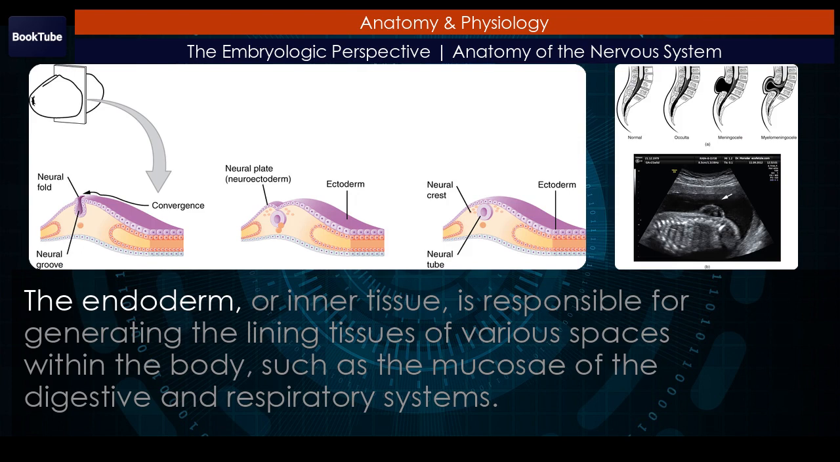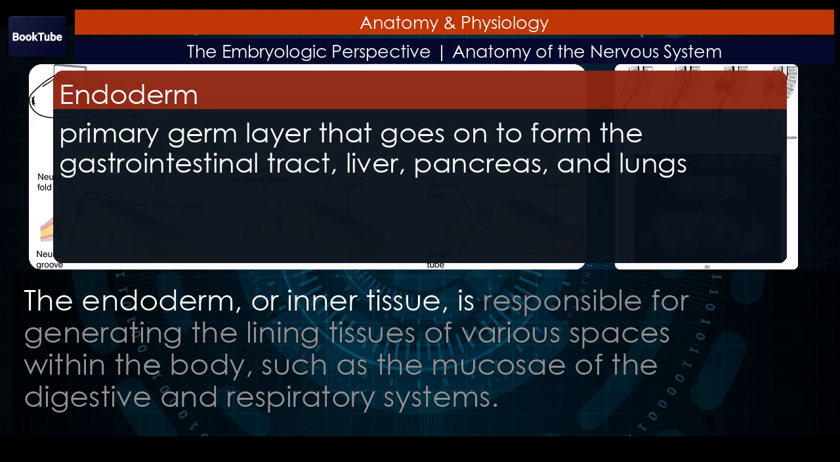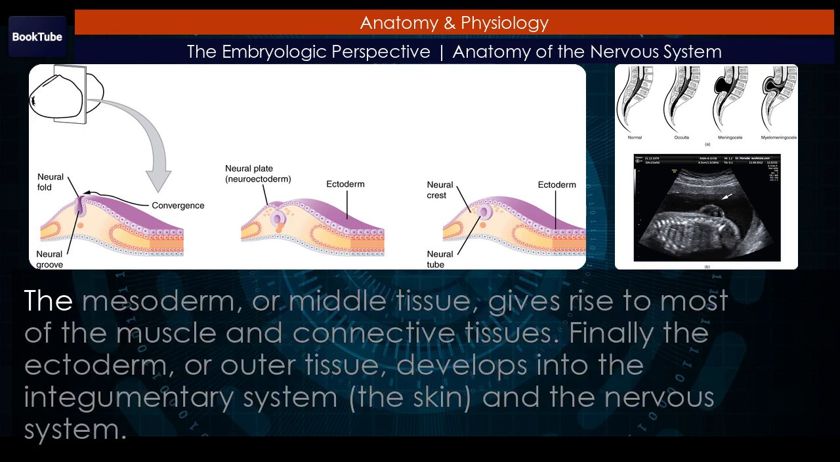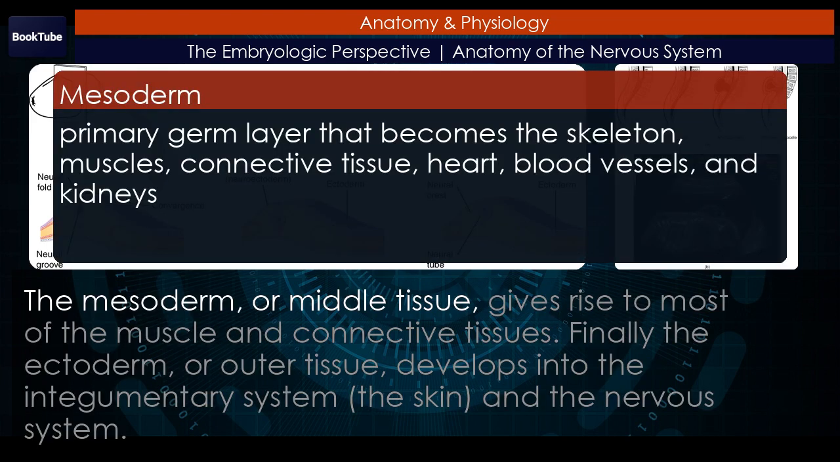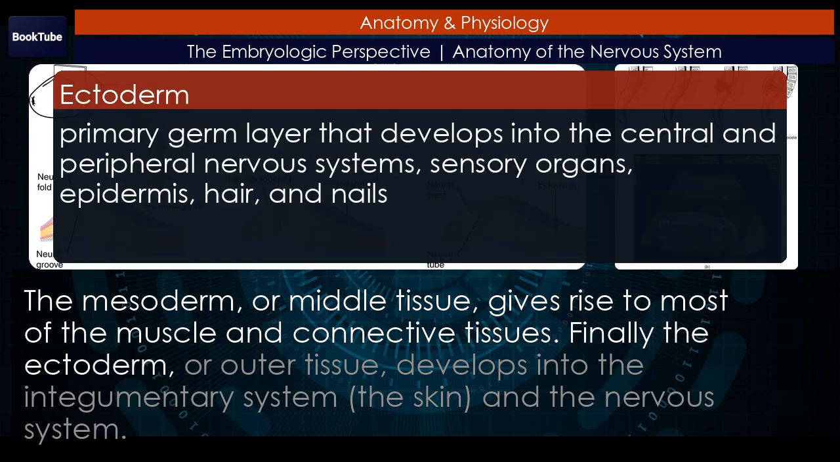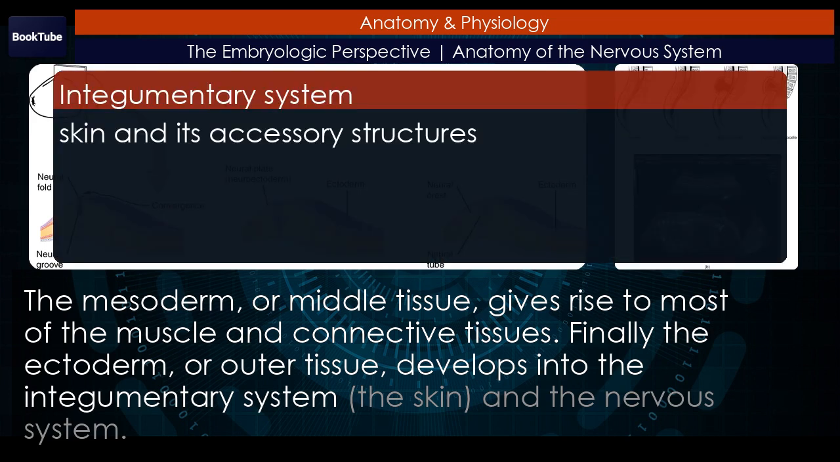The endoderm, or inner tissue, is responsible for generating the lining tissues of various spaces within the body, such as the mucosae of the digestive and respiratory systems. The mesoderm, or middle tissue, gives rise to most of the muscle and connective tissues. Finally, the ectoderm, or outer tissue, develops into the integumentary system, the skin, and the nervous system.